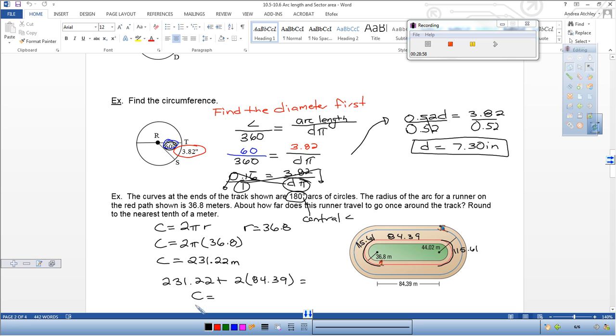And any track runners in here? No track runners? Have you seen any runners on a track? What's that? 400 meters. Once around the track, it's 400 meters. It's pretty nice. And that's what we just did. Any questions over that? So easy, right?